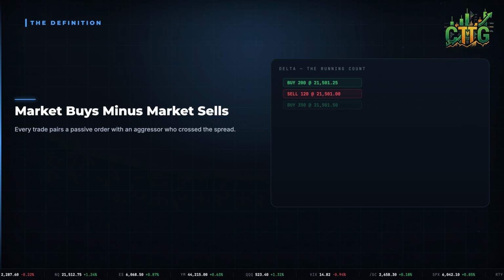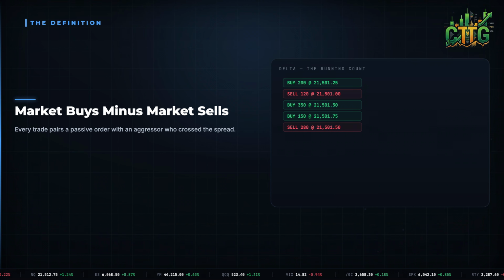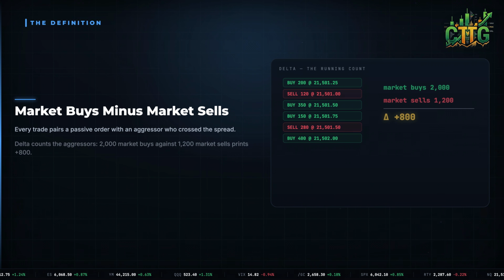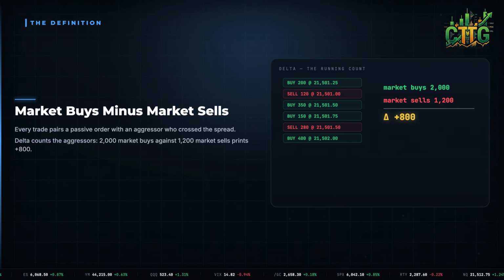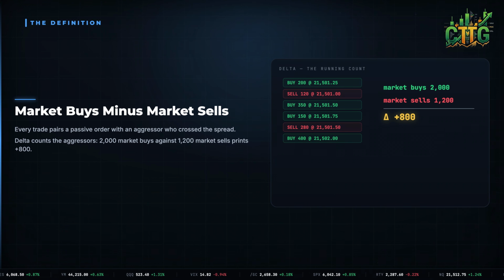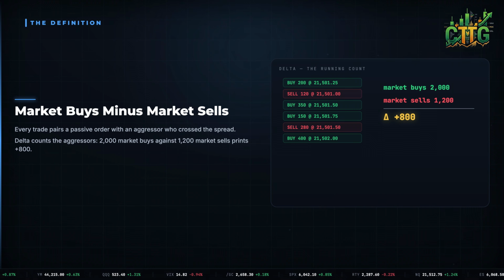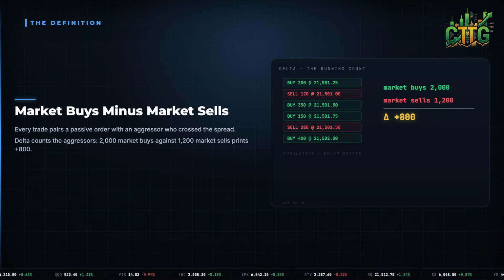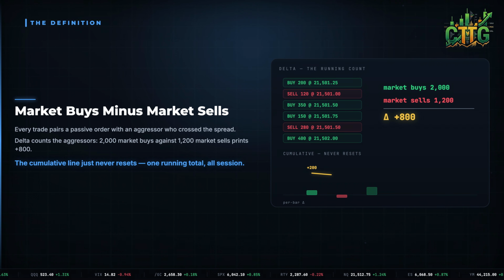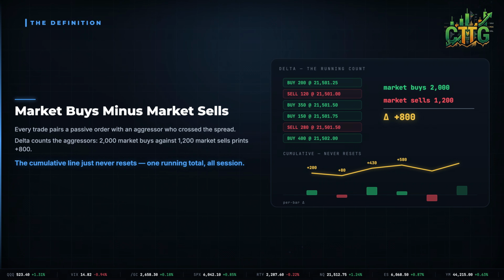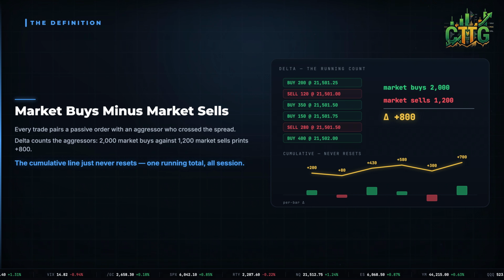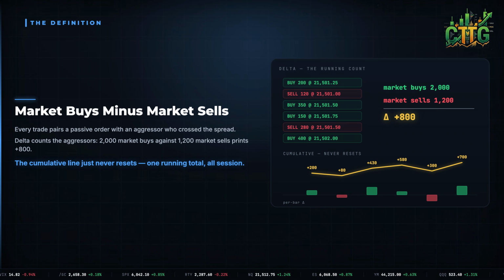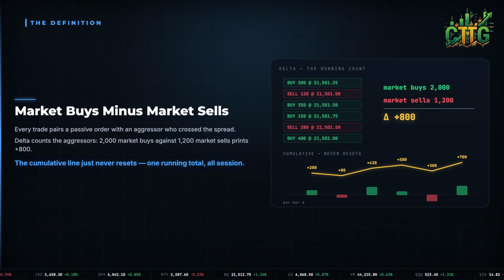Every single trade has 2 sides, a passive order waiting and an aggressive order that crossed the spread to take it. Delta counts the aggressors. Market buys minus market sells. A bar where 2,000 contracts bought at market and 1,200 sold at market prints a delta of plus 800. Cumulative delta just never resets the count. It adds every bar's delta to a running total all session long. One line, one question. Who has been on the gas today, buyers or sellers?